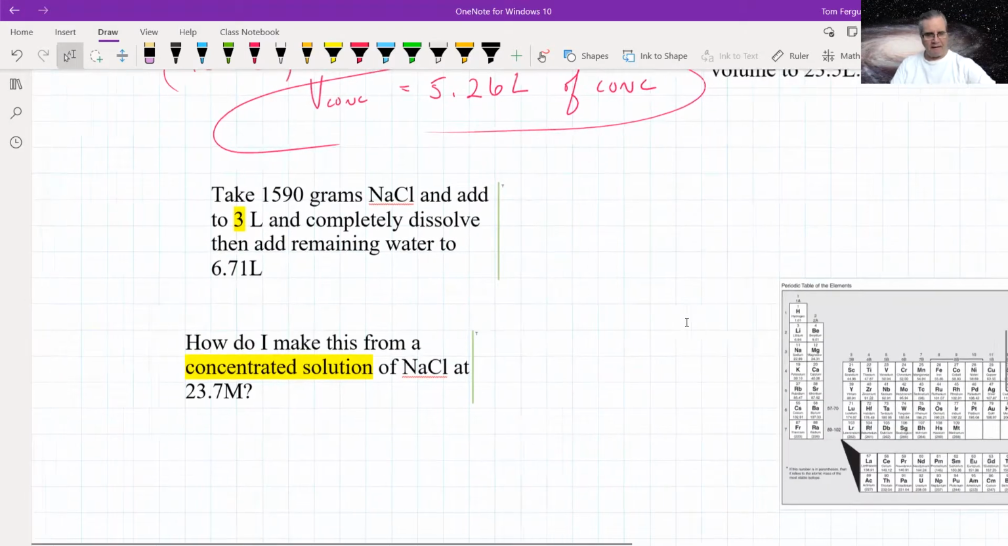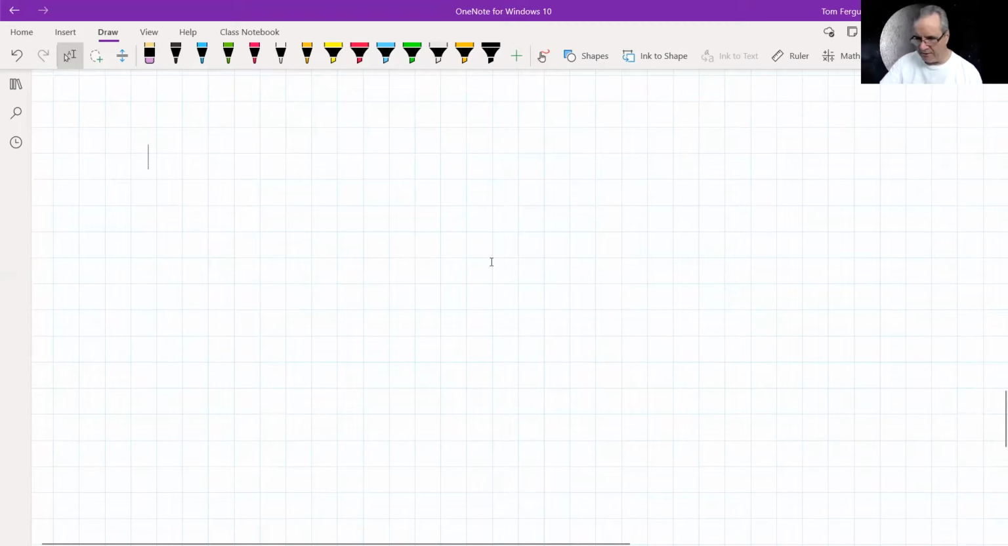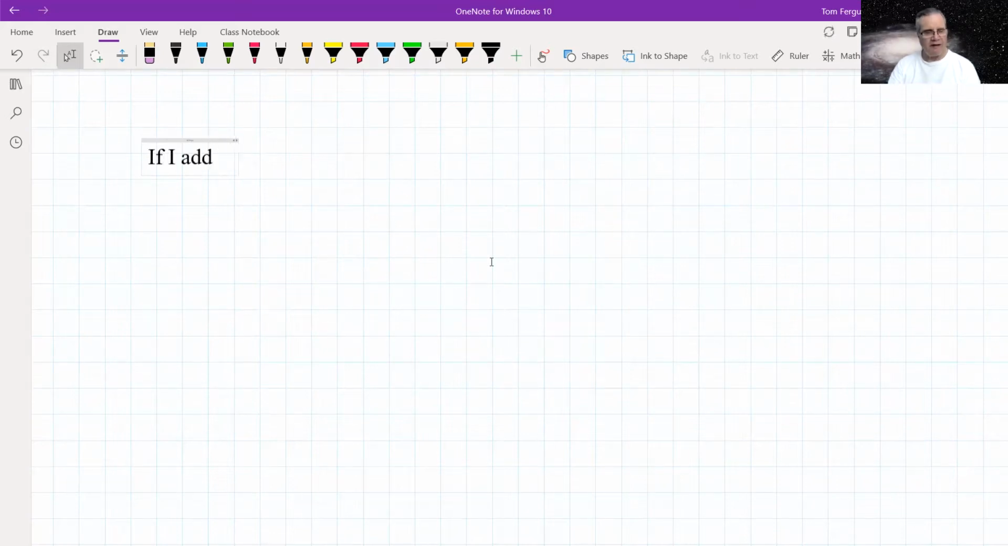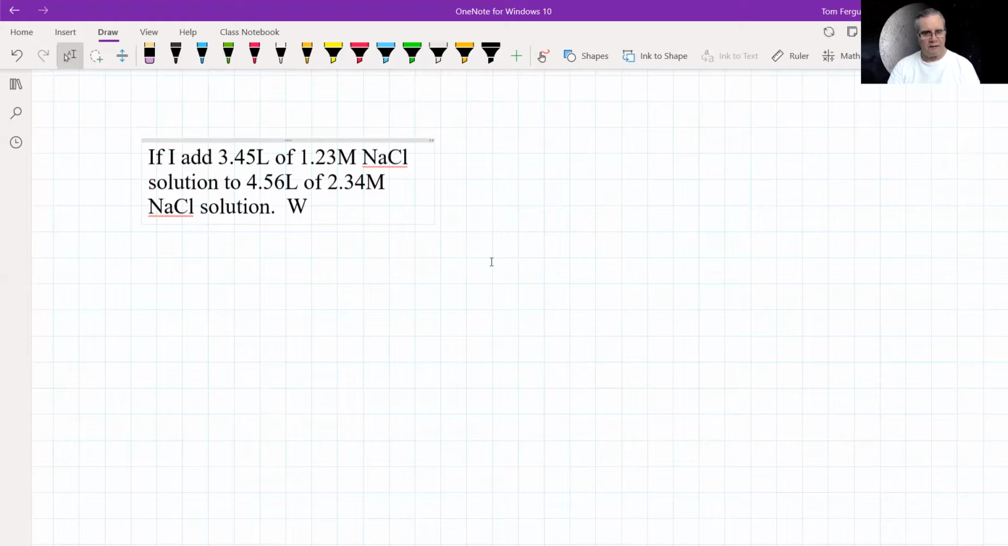All right, I'm going to do one more problem. It's going to be harder than the last two. If I add 3.45 liters of 1.23 molar sodium chloride solution to 4.56 liters of 2.34 molar sodium chloride solution, what is the final concentration?